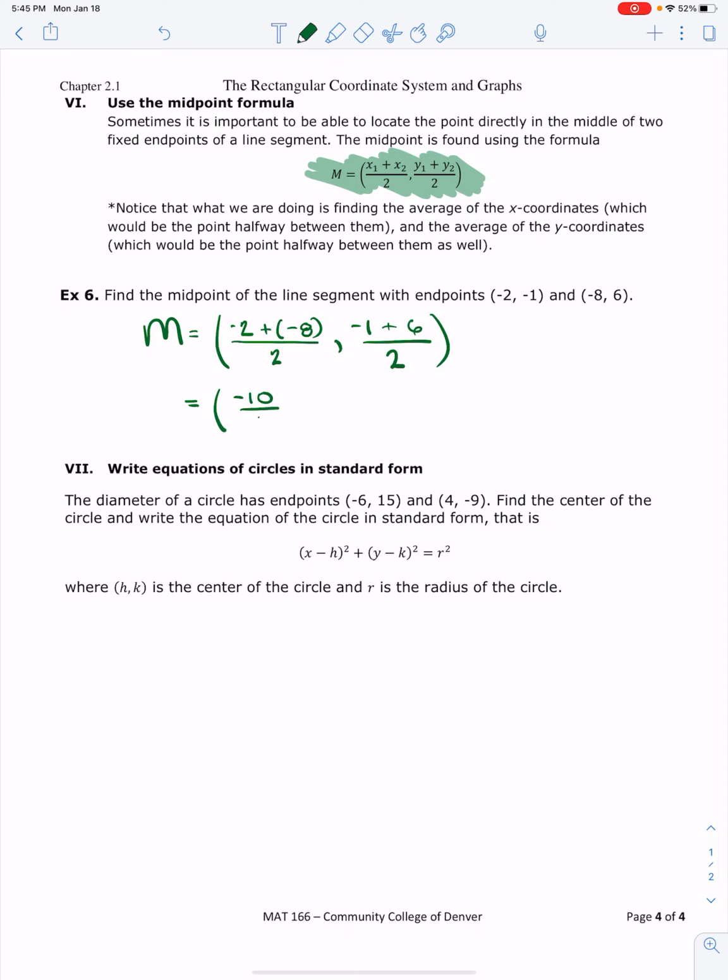I will usually write out more work than you will, and that is perfectly fine. I just want to make sure if you look away for a minute, when you come back, you haven't missed anything. So -10/2 is -5, 5/2. I prefer fractions. You could write this as a decimal, but 2 1/2 is the way I'm going to go. 2.5 is fine.